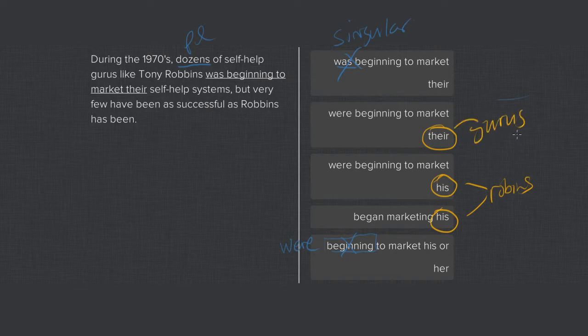So you can ask yourself what the author's intent was, and you'll find that the author intends to say that the gurus were marketing their own systems. So we're going to go with B.